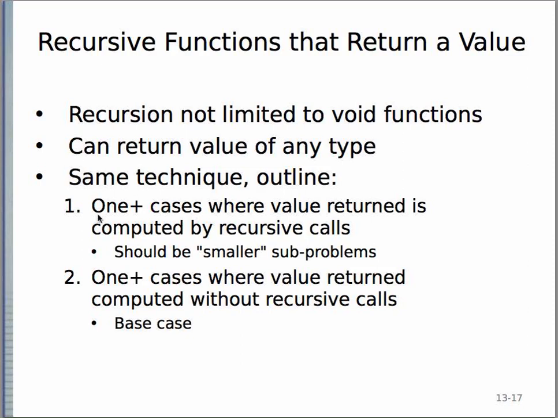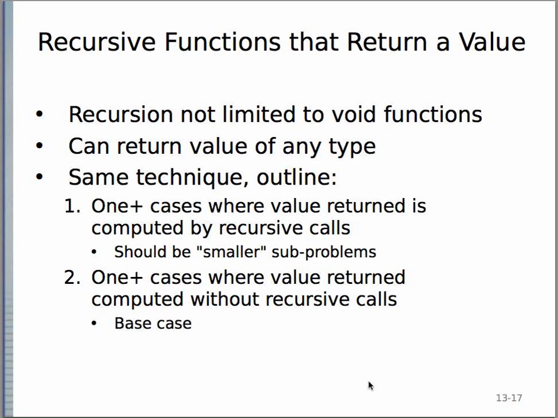The outline is we have one or more cases where a value is returned computed by recursive calls. So these should be smaller problems that solve the same problem as the original problem, but they're smaller. And then usually one and possibly more cases where the value returned is computed without any recursion at all. That's considered the base case.